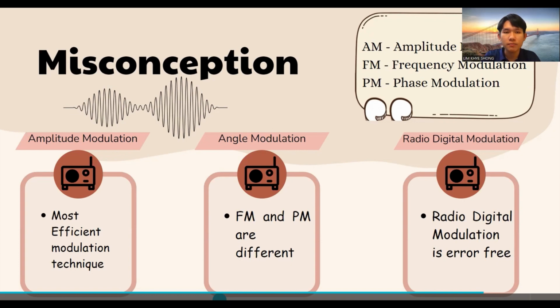For FM and PM, people always think that both of them are different, but actually both of them share similarities. The main difference between them is only in the mathematical expression. For radio digital modulation, people think that it is error-free, but in reality, although digital modulation provides better noise resilience compared to analog modulation, it is not completely error-free. It can still be affected by channel noise and system limitations.